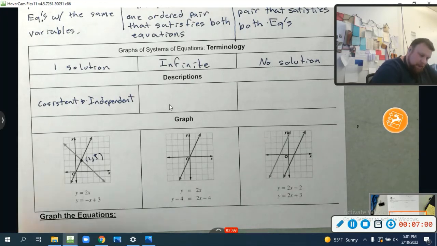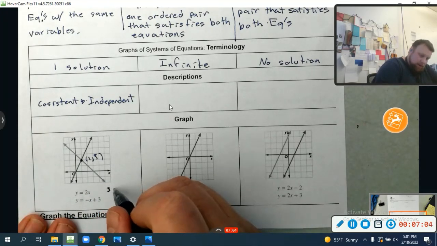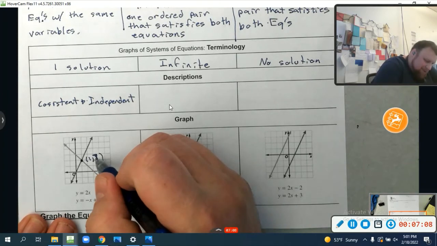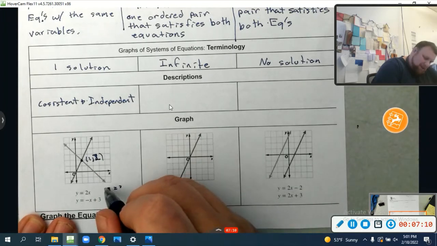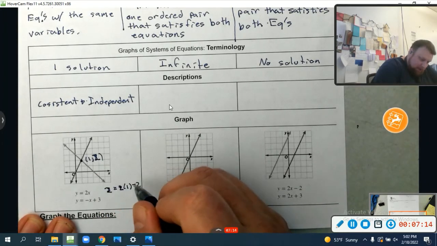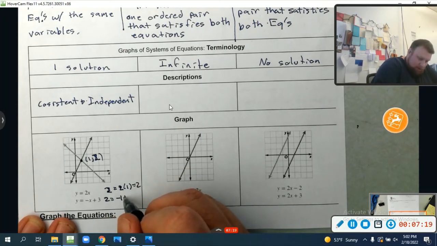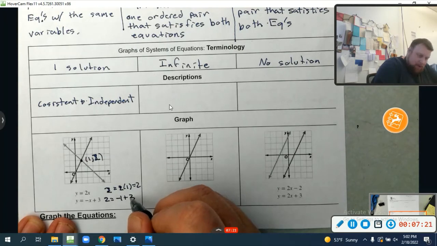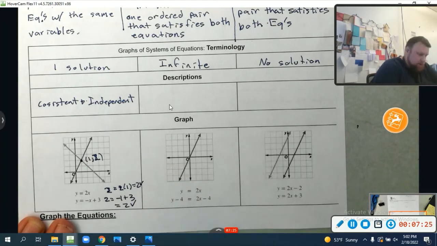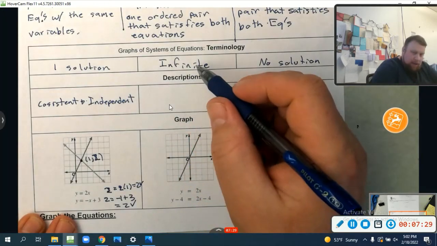Okay? And we can see that because right here, look at that. 3 equals, is that 1, 3? No, it's 1, 2. Duh. 1, 2. You guys are like, what? So 2 equals 2 times 1, which equals 2. Yep, that works. And then we have 2 equals negative 1 plus 3. What's negative 1 plus 3? Well, that's 2. 2 equals 2. Works on both of those. Okay, that's perfect.